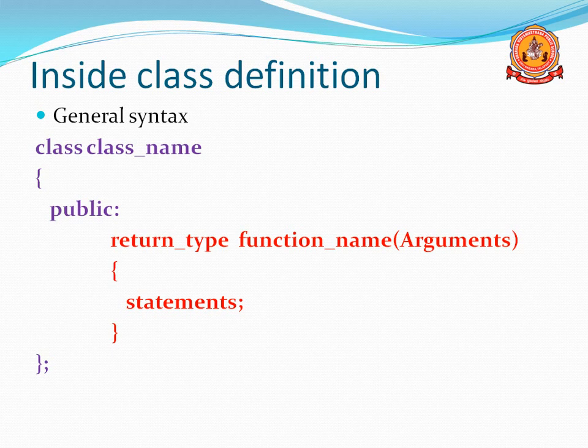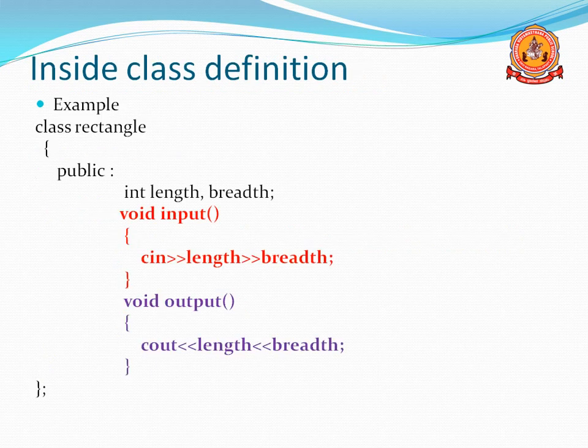Whenever the closing flower bracket and semicolon are there, we can say the class is closed. Before closing the class, inside the class you can mention here in red color, that is the function definition. So the function definition is written inside the class definition. Next, this is the example for a class definition.